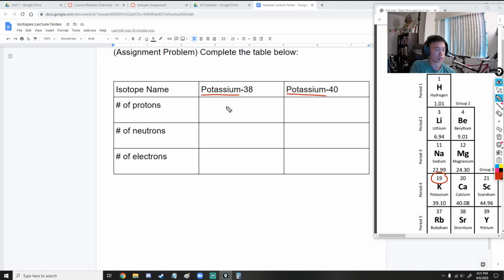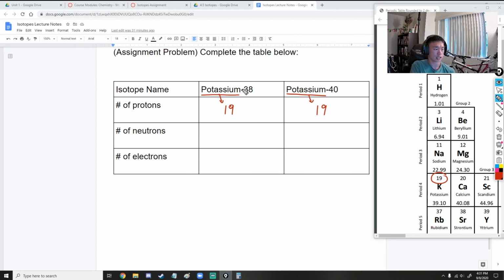So how many protons does potassium-38 have? It's potassium, so it's 19. How many does potassium-40 have? Well, it's also potassium, so it's 19. All right, there we go. We're a third done. We can actually fill out the electrons too.